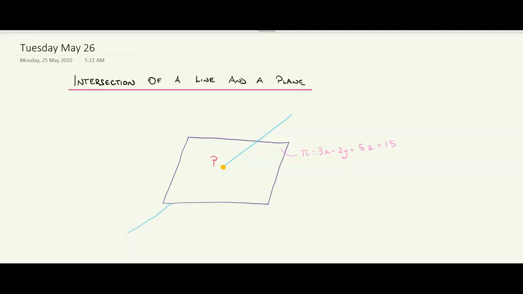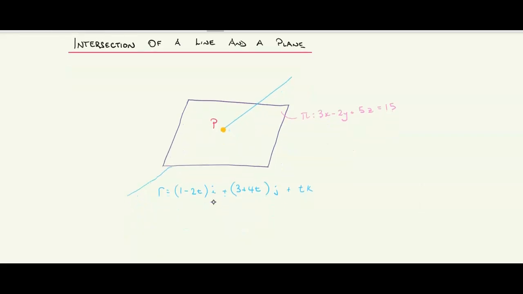Now I'm going to define the line here in base vector format. So it'll be, say, (1 minus 2t) i plus (3 plus 4t) j. So t is my parameter. Sometimes we see lambda in there, just mixing it up a bit, plus tk. So that's the equation of the line.